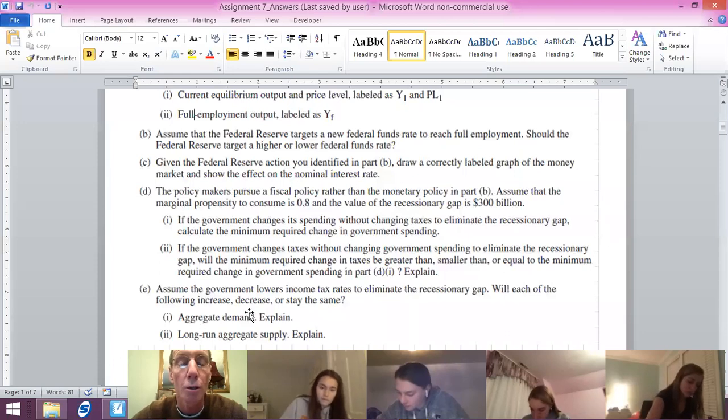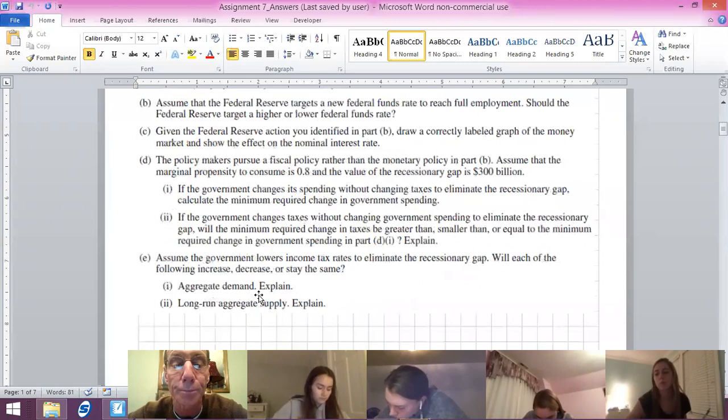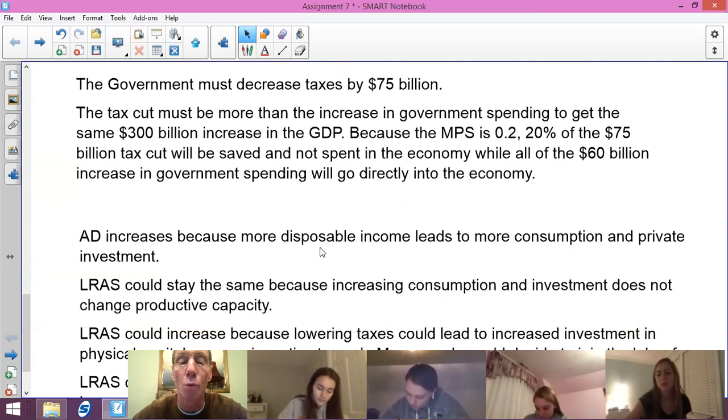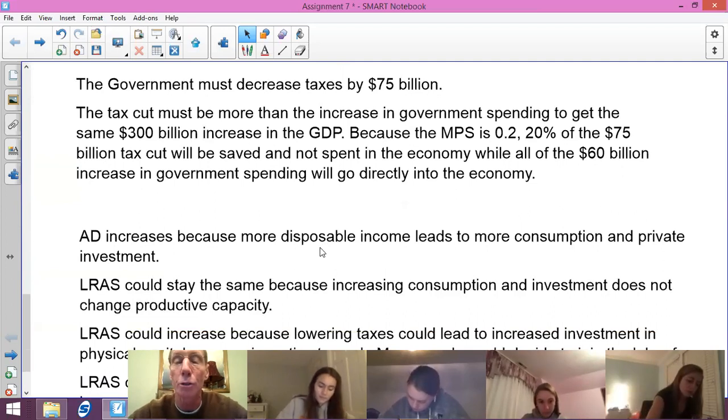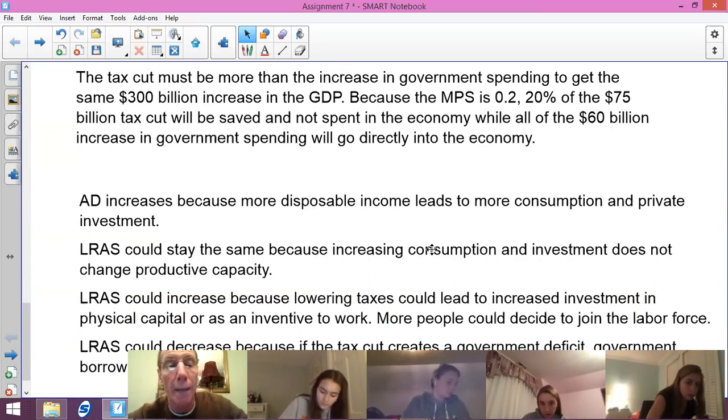Part E says, assume the government lowers income tax rates to eliminate the recessionary gap. Will each of the following increase, decrease, or stay the same? So if they lower income taxes, the aggregate demand curve is going to shift to the right, because people are going to have more disposable income, so they're going to consume more and invest more. That part is pretty easy. The aggregate demand curve shifts to the right, so aggregate demand is going to increase.